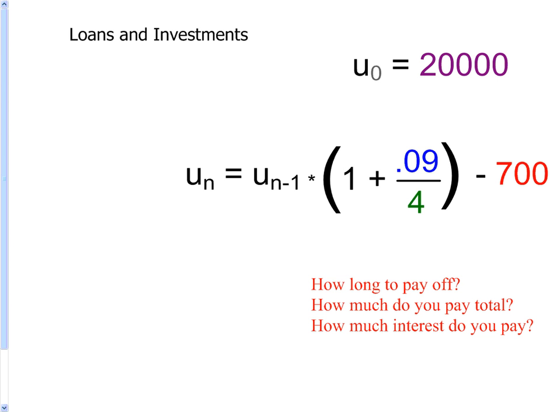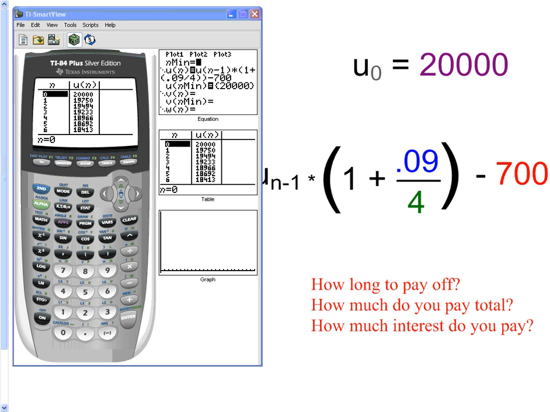Can you tell if it's a loan or an investment? It's a loan situation because of that negative. All right, put that in and I'll pause while you do. We've got it in. Now look at the table. It's going down, right?